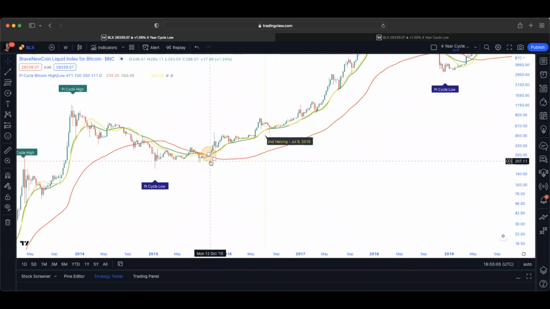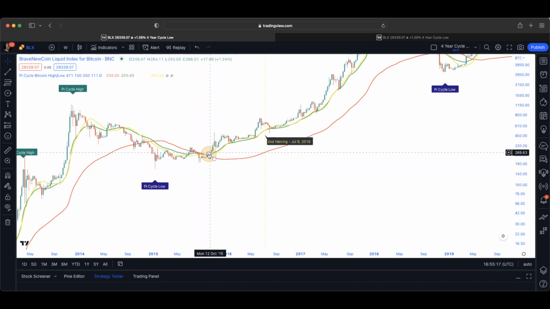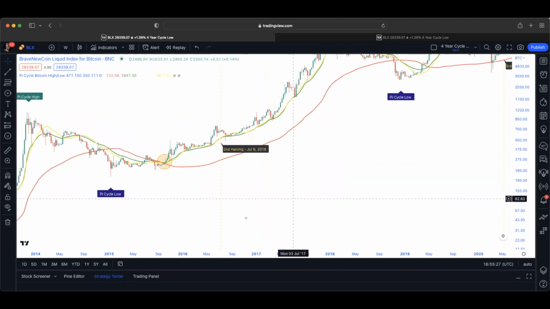So this was the first time that they all clustered and crossed, back in 2015. You can see they clustered, they crossed, and Bitcoin was able to get its price above the moving averages, and then it led to significant upside. That was coming out of the low, at the ending of the bear market and the beginning of the bull market, in 2015.